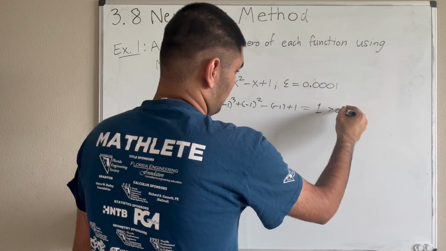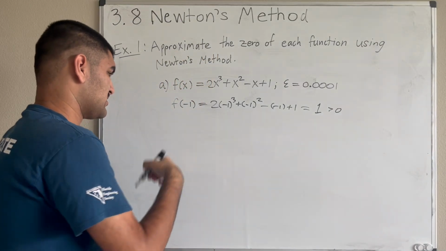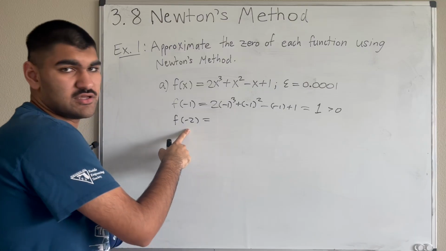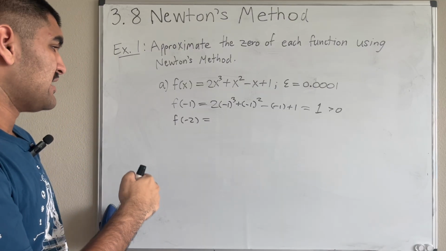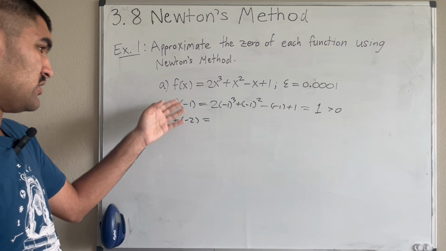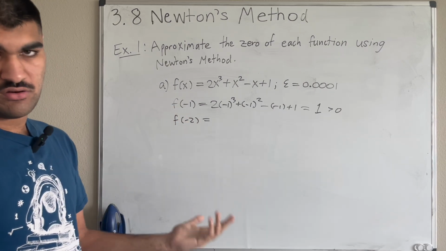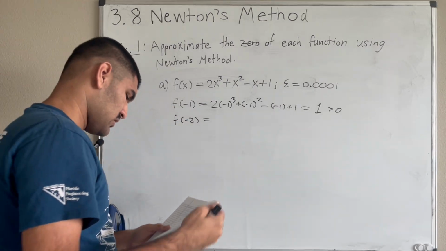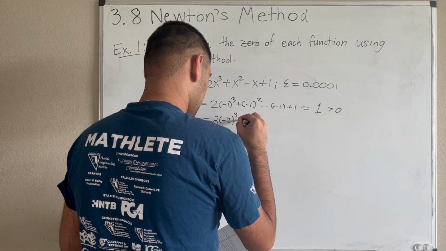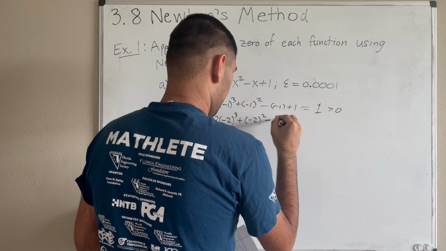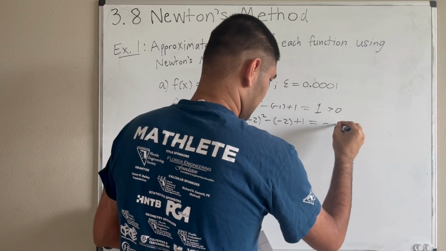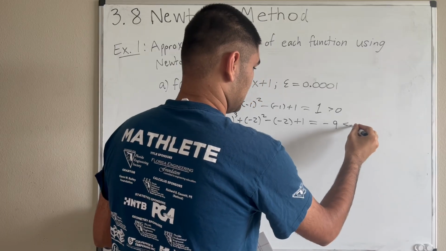So this is 1, greater than 0. If we test some other value, let's say f of -2, we have 2 times -2 cubed plus -2 squared minus -2 plus 1, and this should give you -9. Okay, so that is less than 0. If this is negative, then we know the 0 lies between -1 and -2, and then we can pick whichever one is closer to 0 and use that as our starting x value.